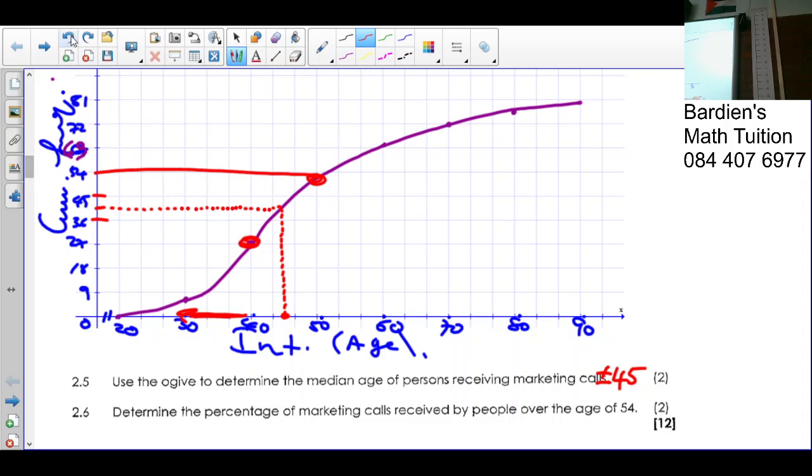So when we mark this question, we see what their graph looks like. Can we give them the mark? Remember, the maths teachers always want to give you the most marks they can give you. You know that? It might not look like that.